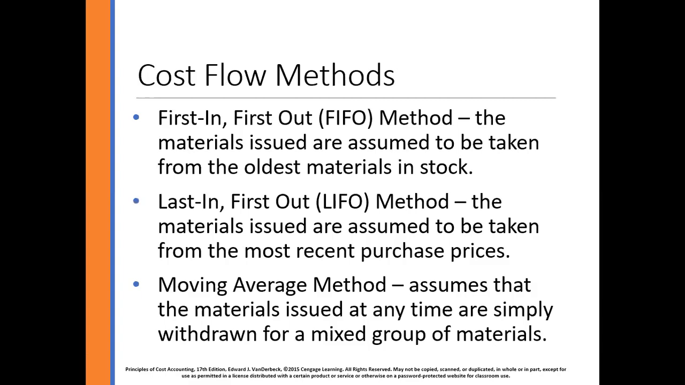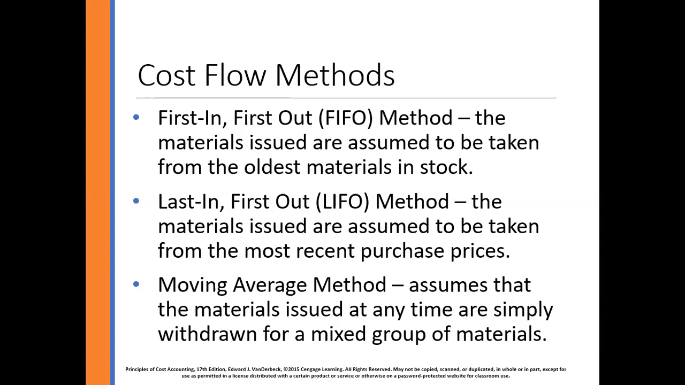All right, so there are 3 cost flow methods: first in, first out, last in, first out, and then the average cost method. In this book they say moving average method. It's funny because I've heard it called different things in different accounting textbooks: weighted average method, average cost method, moving average method. These are our 3 main cost flow methods. So FIFO, first in, first out. LIFO, last in, first out. And then again, that average cost method.